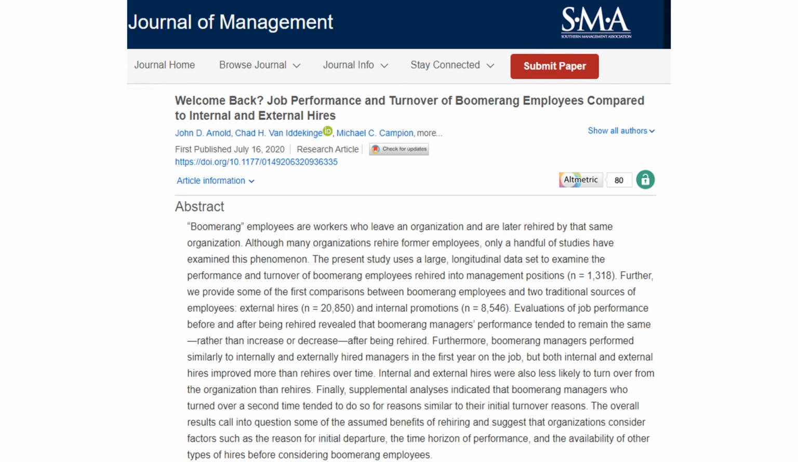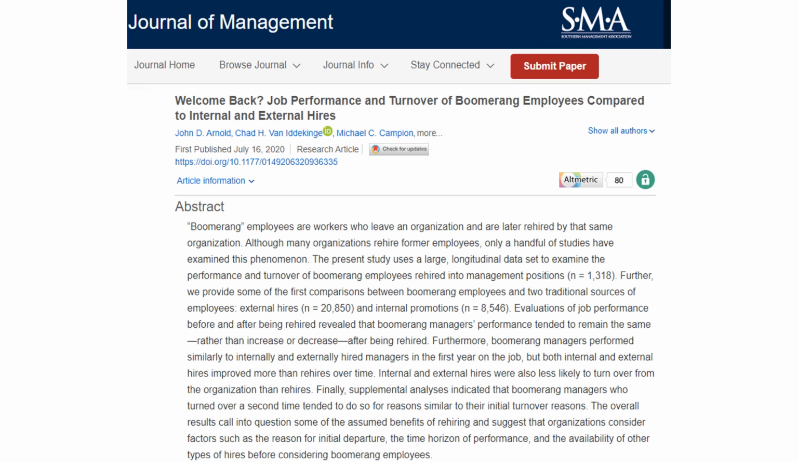In an article titled, "Welcome Back: Job Performance and Turnover of Boomerang Employees Compared to Internal and External Hires," researchers use a large longitudinal dataset to compare job performance and turnover of the boomerang employees, internal hire and external hire. Their dataset included 1,318 boomerang employees, 20,850 external hires, and 8,546 internal promotions. What are the results?